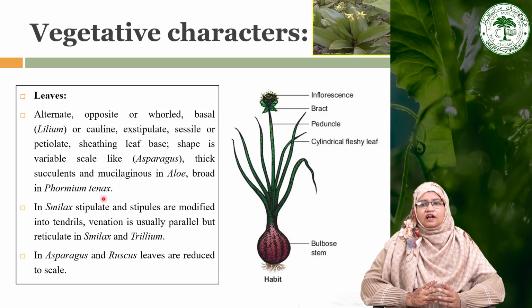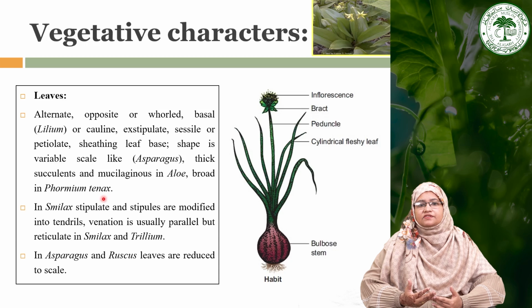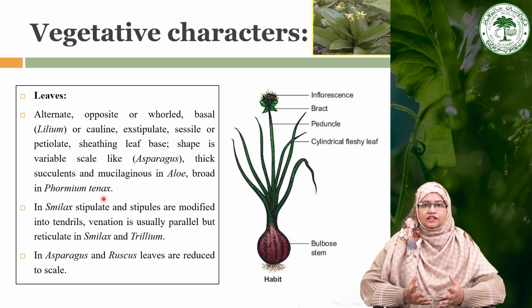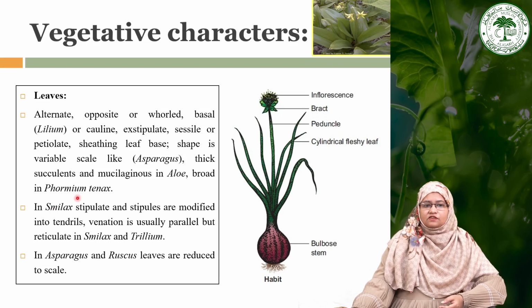So, they also show quite a variation in terms of their leaves, from their shape to their morphology, their adaptation nature, like they become succulent in case of aloe, or they are scale like in case of asparagus. Some of these modifications are for xerophytic adaptation, as in case of asparagus they become scale like, or in case of aloe they are storing the mucilage, that is also the xerophytic nature of aloe. These are succulent plants, and they become broad in case of Phormium.